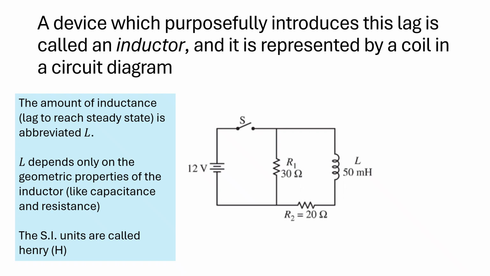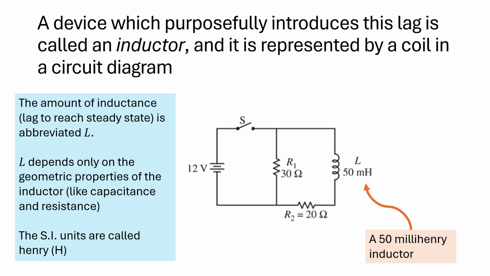The amount of inductance, the amount of lag you're going to feel to reach steady state, is abbreviated capital L. L for Lenz, the same scientist as Lenz's law. The L depends only on the geometric properties of the inductor, much like capacitance depends only on the geometric properties of the capacitor, and resistance depends only on the geometric properties of the resistor. We've got capacitance in farads, we've got resistance in ohms, and we have inductance in henry, capital H for the SI unit there. So we have a circuit diagram shown here. Right there is a 50 millihenry inductor.